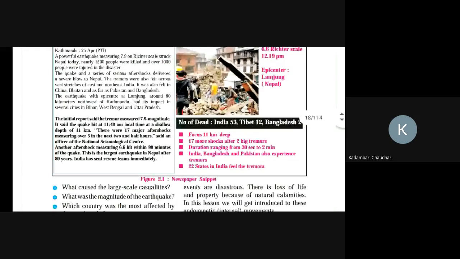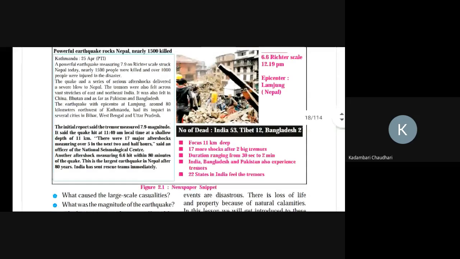The quake and a series of serious aftershocks delivered a serious blow to Nepal. Once an earthquake hits or strikes some place, after that, aftershocks come. मतलब जब भी earthquake कभी हिट करता है, स्ट्रक करता है किसी कंट्री का और किसी लैंड पे, तो उसके बाद आफ्टरशॉक्स आते हैं. So they are discussing this.